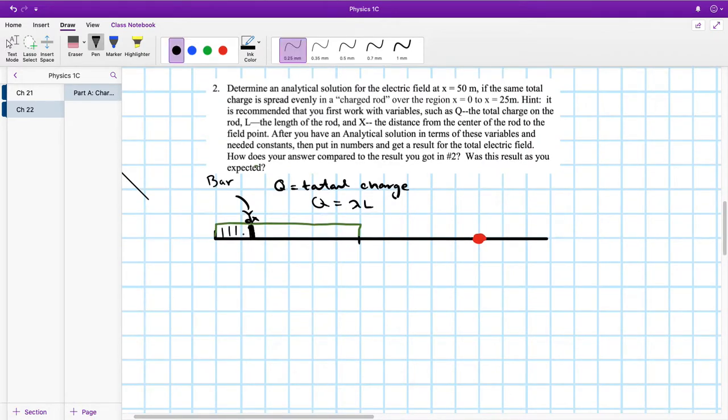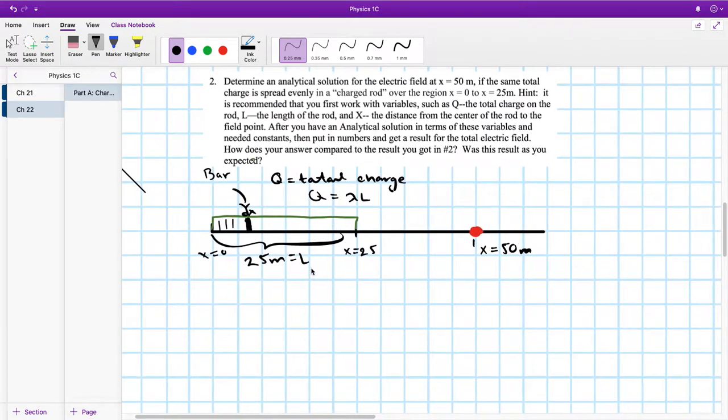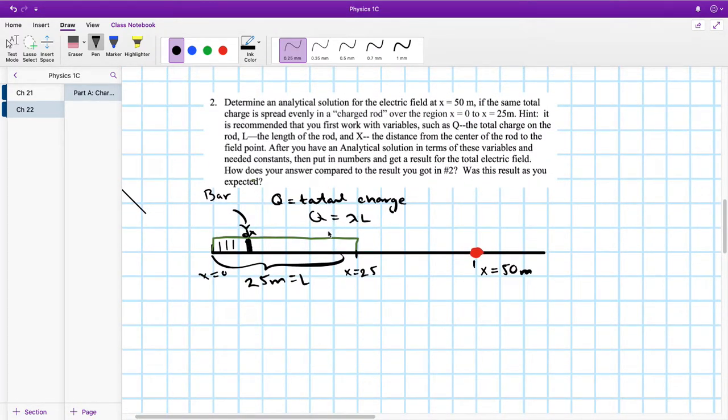So we have this charged rod of a total charge Q, and this rod exhibits an electric field at this point right here, which is at x is equal to 50 meters. This rod is 25 meters long from x is equal to 0 to x is equal to 25. This is equal to L. And of course, again, the total charge of the rod is Q.